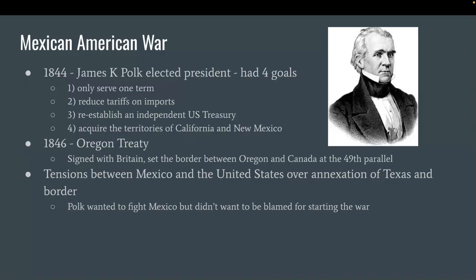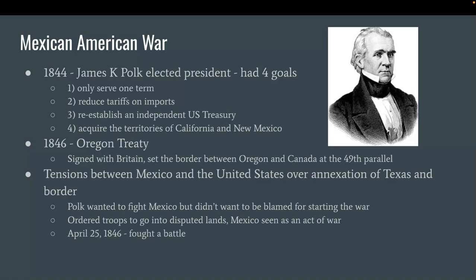Polk wanted to fight Mexico. I mean, that is his plan, but he didn't want to be blamed for starting the war. So what does he do? He ordered his troops to go into the disputed lands. Okay? Mexico sees this as an act of war because they believe the land that the Americans walk into is Mexican land, while the Americans are claiming that it is American land.